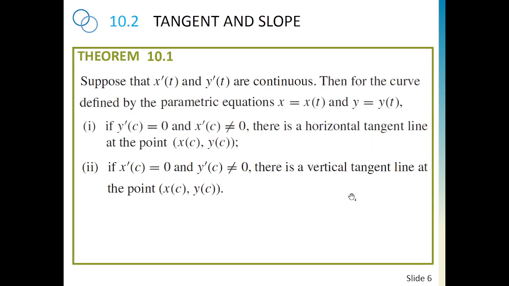This is the same summary written a little bit differently. We have parametric equations x and y, and when the derivative of y is 0 but the derivative of x is not, so the numerator is 0 and the denominator is not, we have a horizontal tangent. If we have the opposite situation, where the denominator is 0 and the numerator is not, then we have a vertical tangent.